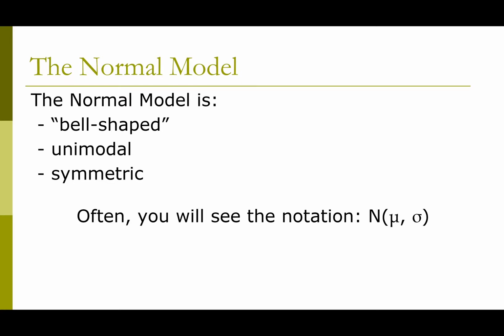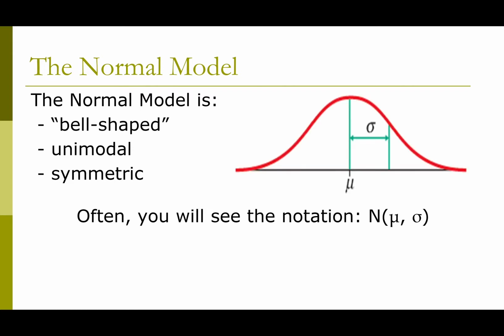So now we're going to be moving into one of my favorite things ever called the normal model. You might have heard of something called a bell curve, especially when people talk about grades, and that is really based on what the normal model is. So a normal model is bell-shaped, unimodal, meaning it only has one mode, and symmetric. It looks something like this.